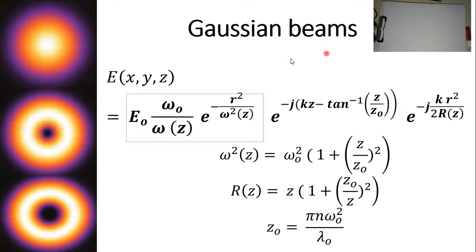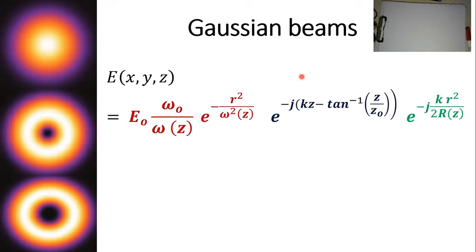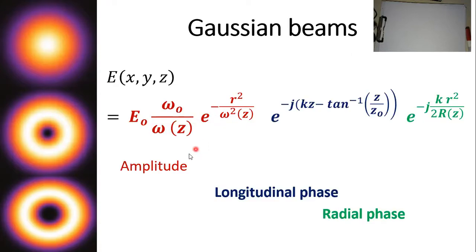That's why we can divide this electrical field equation into three portions. What we call the amplitude portion, which is the portion in red affecting the amplitude of the electrical field. What we call the longitudinal phase portion in the blue, which is varying with the variation of Z distance, with the variation of the direction of propagation, which is Z. And what we call the radial phase, which is this green term, a function in R, where R is the radial direction. So these are the three terms.